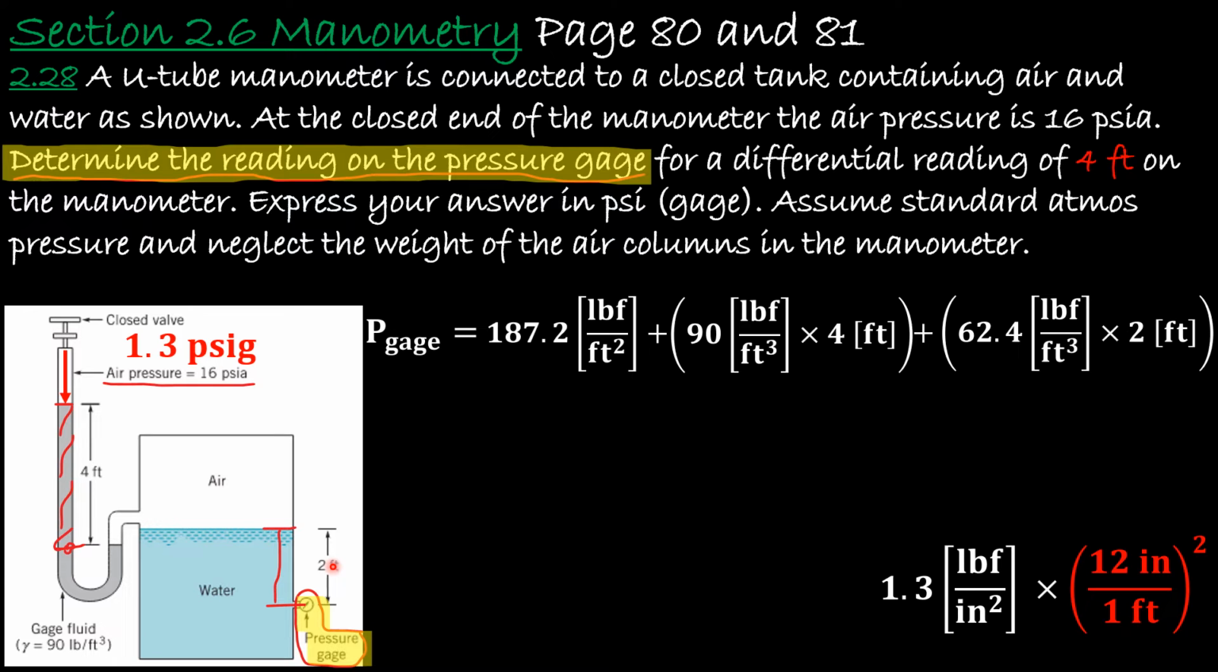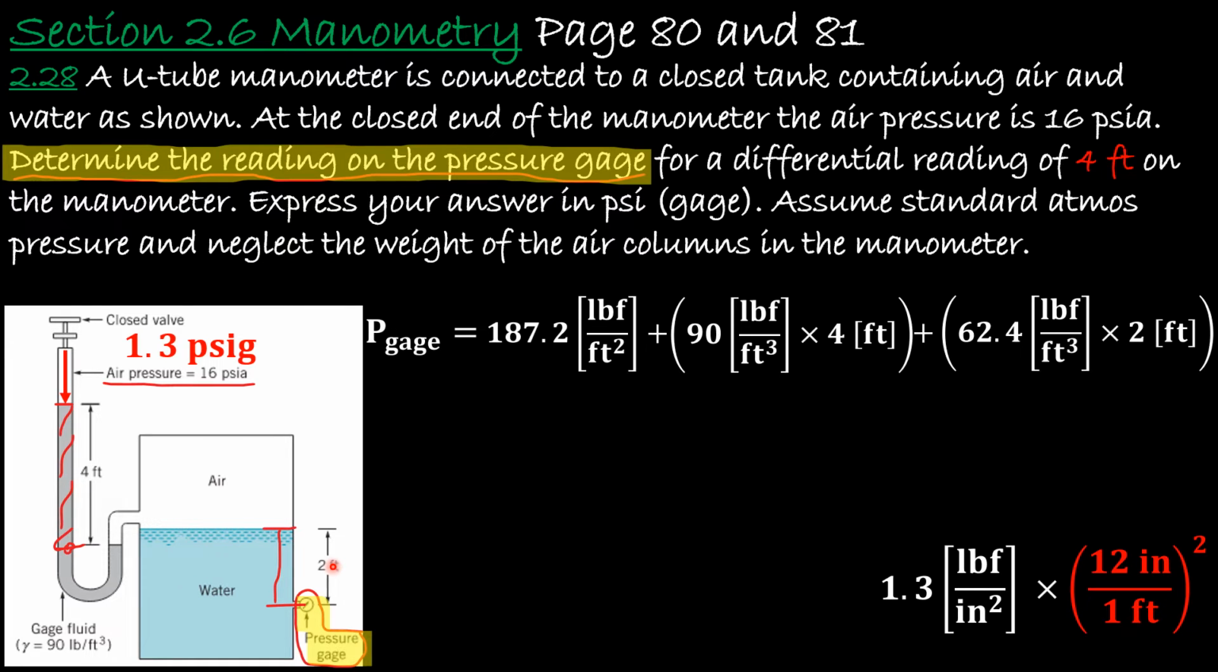So let's plug this into our calculator. 187.2 plus 90 times 4 plus 62.4 times 2 feet.